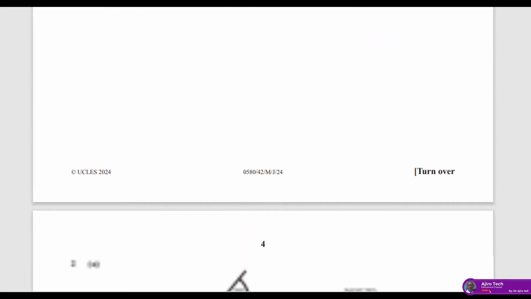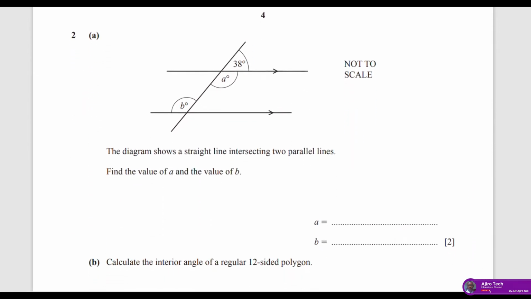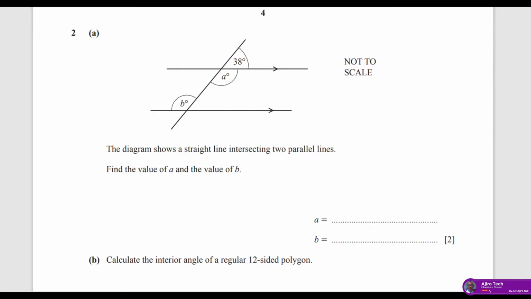Now, next question is a geometry question. We have this diagram. Find the value of A and the value of B. A and 38 are angles on a straight line. A plus 38 is 180 degrees, angle in a straight line. A becomes 180 minus 38 degrees, and that is 142 degrees.